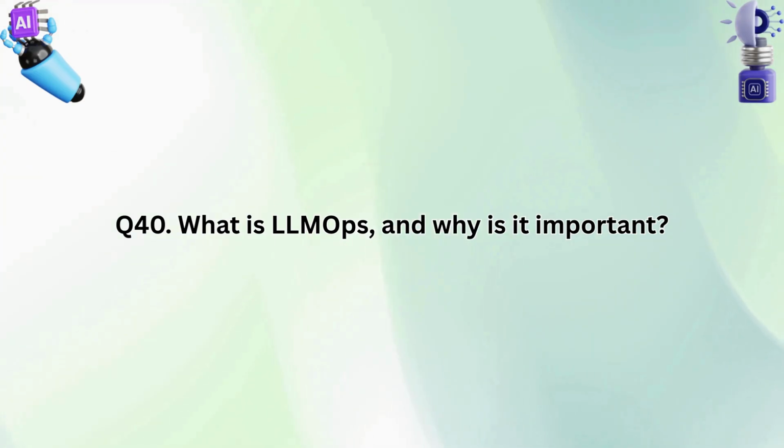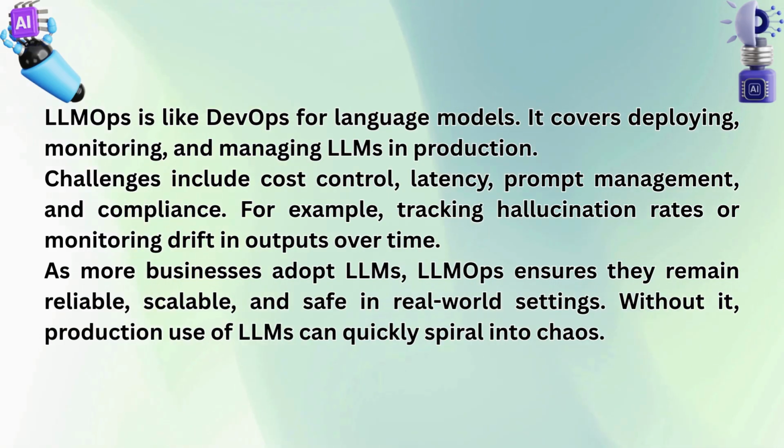What is LLM Ops and why is it important? LLM Ops is like DevOps for language models. It covers deploying, monitoring, and managing LLMs in production. Challenges include cost control, latency, prompt management, and compliance. For example, tracking hallucination rates or monitoring drift in outputs over time. As more businesses adopt LLMs, it ensures they remain reliable, scalable, and safe in real-world settings. Without it, production use of LLMs can quickly spiral into chaos.